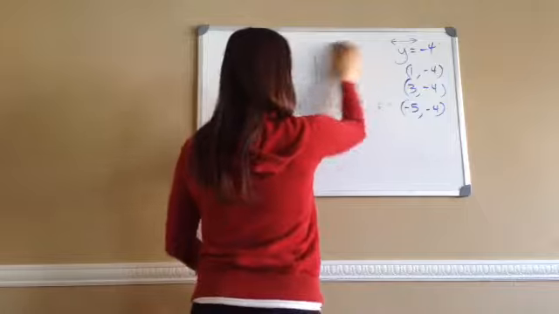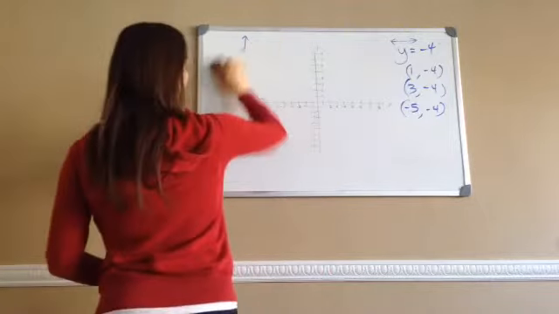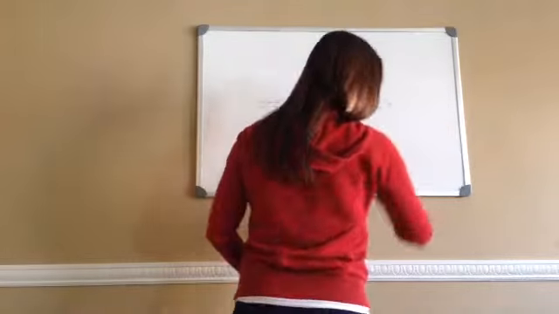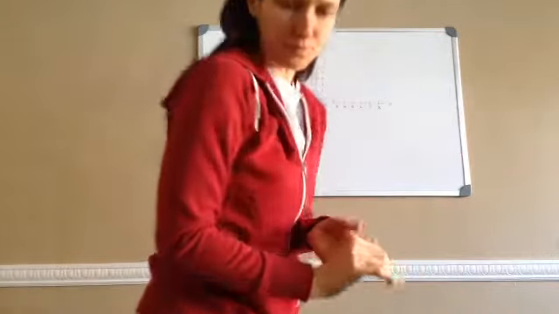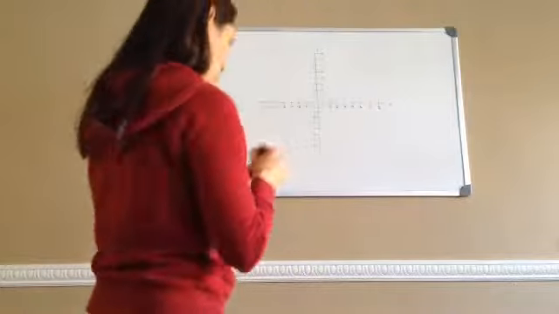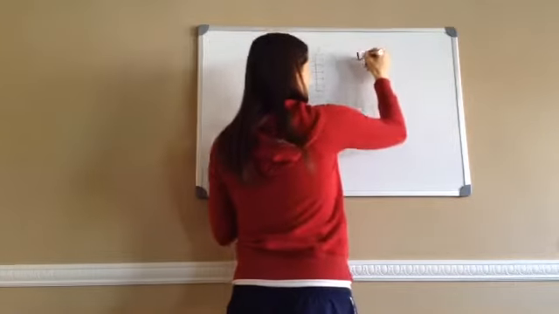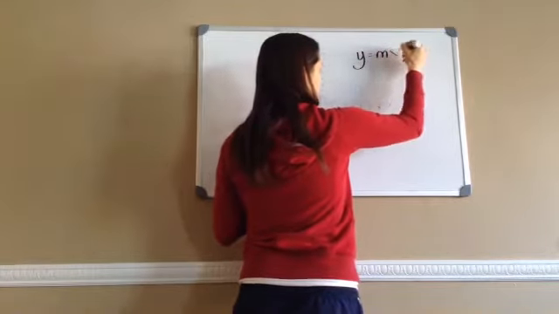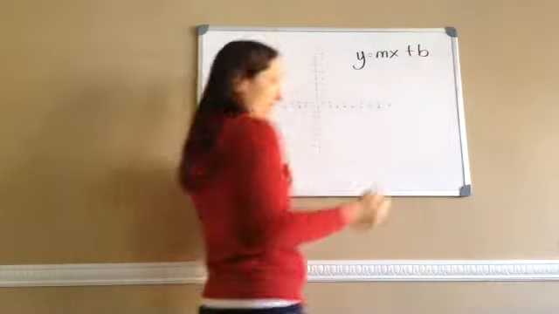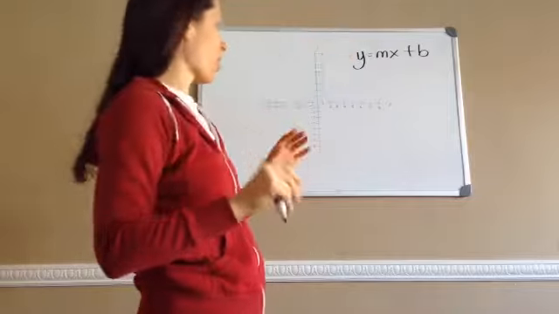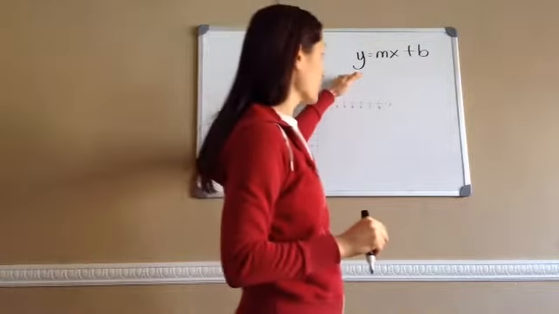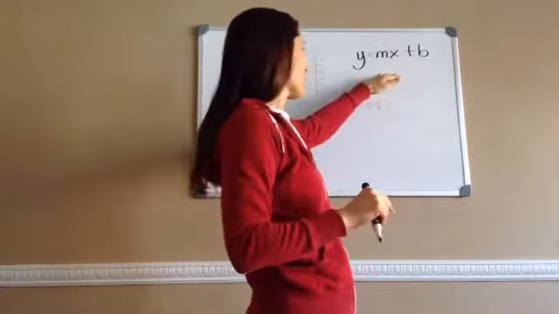Now, the next thing we're going to talk about is slope-intercept form. This is something that you may have learned about last year. I'm trying to remember. Slope-intercept form is this. y equals mx plus b. Now, all those letters, I'm going to explain to you what they are and what they mean, okay? But you need to memorize this formula.